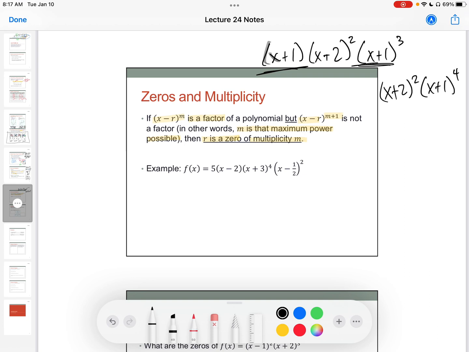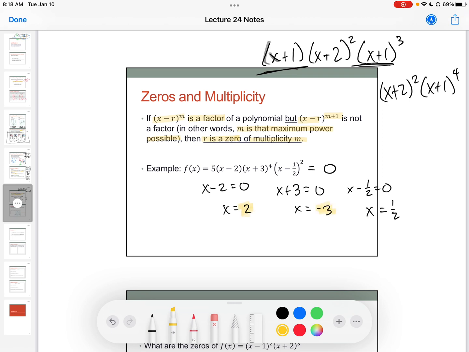So, an example on this, we're looking at all of your factors. If I set each of these equal to 0, 5 equals 0. I don't even need to worry about writing that one, I can't solve it. x minus 2 equals 0. x plus 3 equals 0. x minus 1 half equals 0. And then I can go about solving these. That gives me x equals 2, x equals negative 3, and x equals 1 half. I have now found all of my zeros. 2 is a 0, negative 3 is a 0, 1 half is a 0.